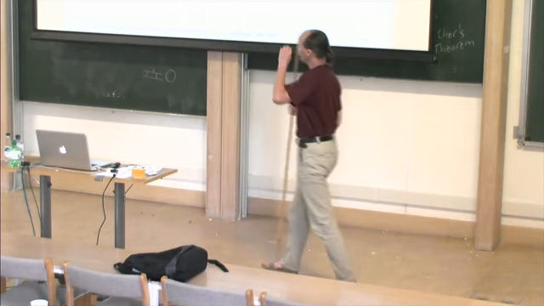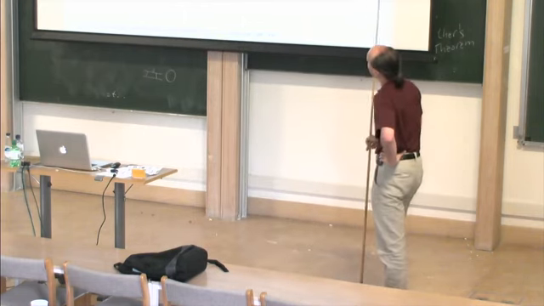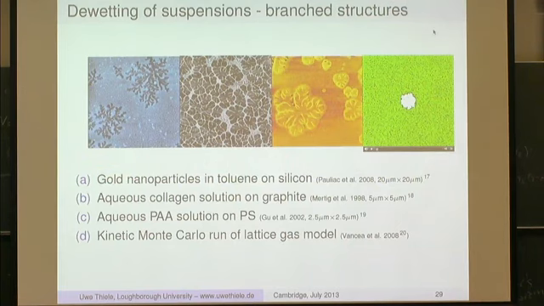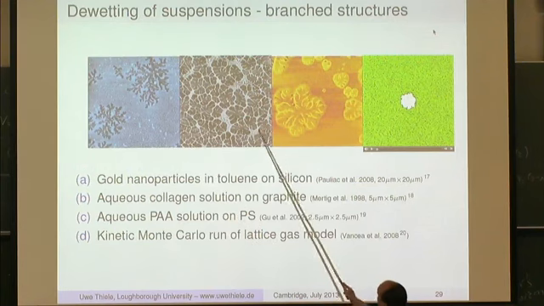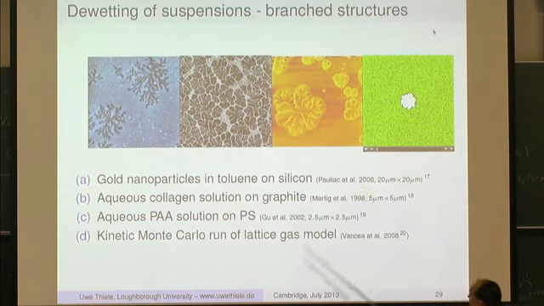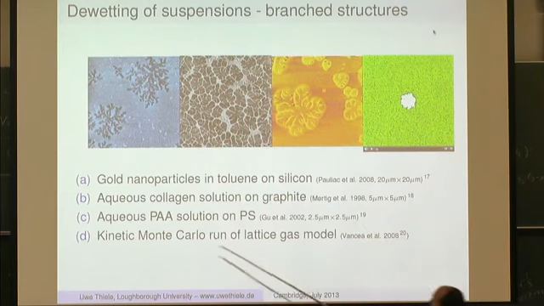Now, another system that you can't describe with such an equation is, again, dewetting of solutions or suspensions, this time with a volatile solvent. Right? So you have a solution of nanoparticles, for instance, here, gold nanoparticles, of collagen molecules, of some polymer called PAA in, I think, toluene, no, in water.